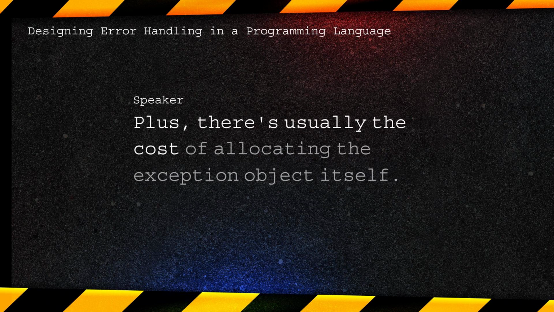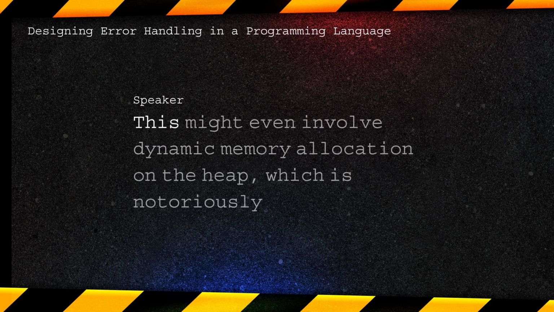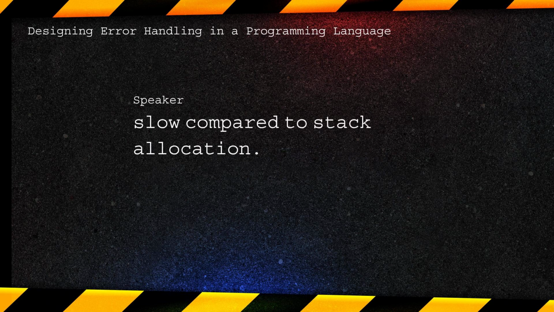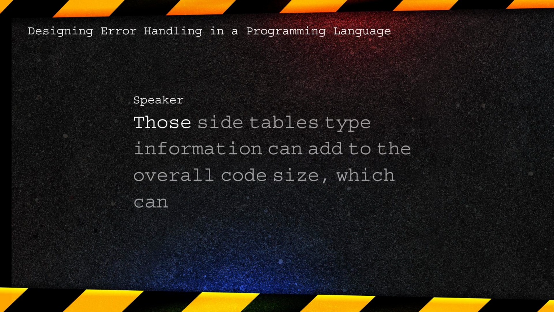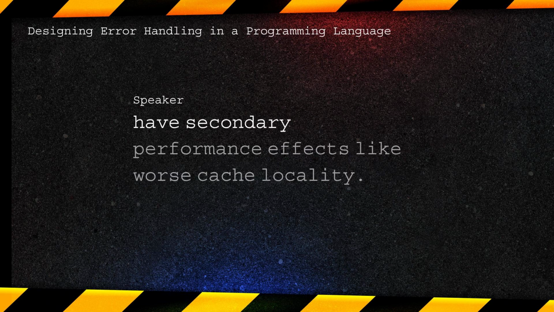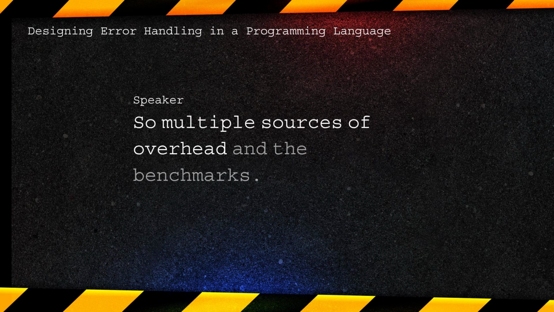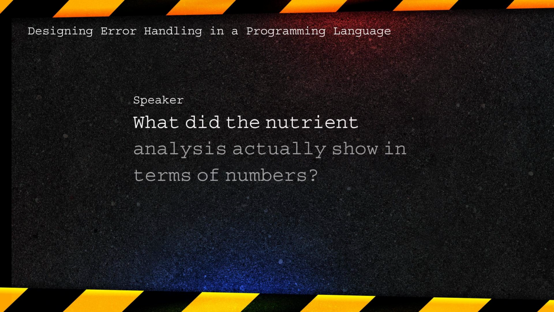Plus, there's usually the cost of allocating the exception object itself. Depending on the implementation, this might even involve dynamic memory allocation on the heap, which is notoriously slow compared to stack allocation. And finally, all the metadata needed to support exceptions, those side tables and type information, can add to the overall code size, which can have secondary performance effects like worse cache locality. So, multiple sources of overhead. And the benchmarks. What did the Nutrient analysis actually show in terms of numbers?